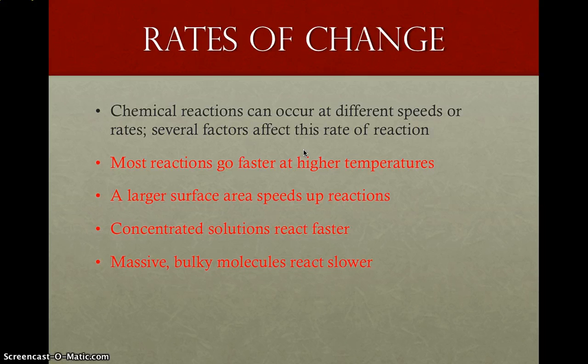Okay, now we're on to number 14. What are some things you can do to make a reaction slower? Most of you got this right. So you could lower the temperature, have a smaller surface area, less concentrated, or have a massive bulky molecule.